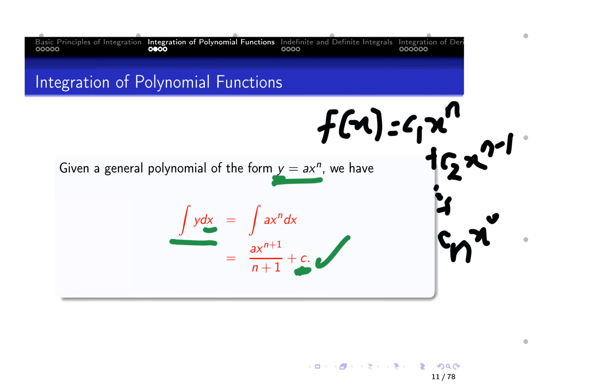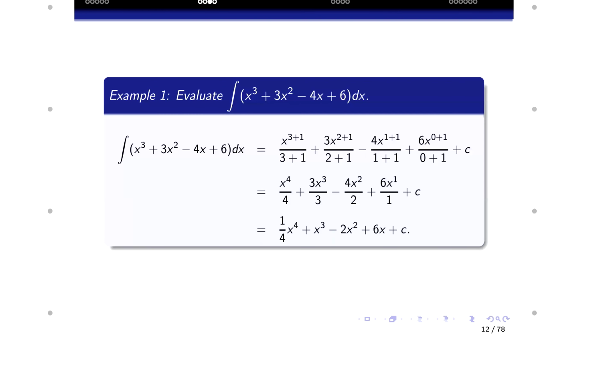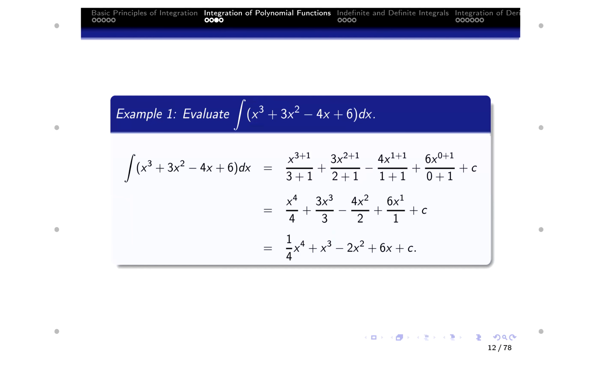Okay, so we have our first example. The rule is just straightforward. We want to evaluate the integral of x cubed plus 3x squared minus 4x plus 6 with respect to x. That's what the dx means, like I said. Of course, this is an integral of a polynomial function.